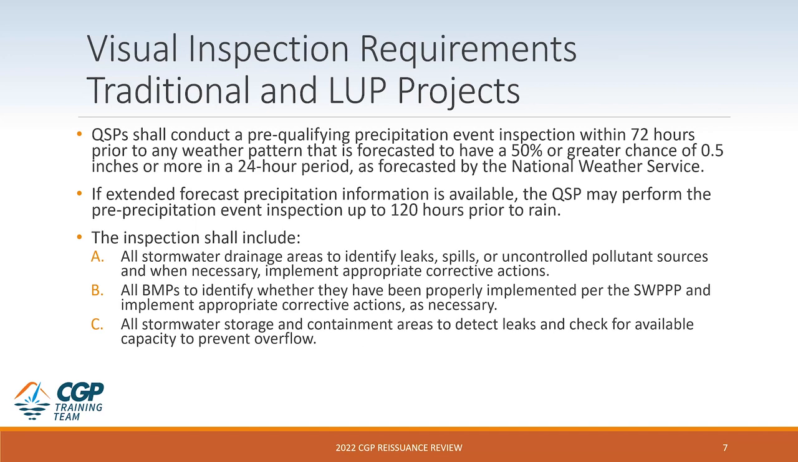QSPs shall conduct a pre-qualifying precipitation event, or a QPE, inspection within 72 hours prior to any weather pattern that is forecasted to have 50% or greater chance of a half inch or more of rain in a 24-hour period, as forecasted by the National Weather Service. If extended forecast precipitation information is available, the QSP has the flexibility to perform the pre-precipitation event inspection up to 120 hours prior to the rain.